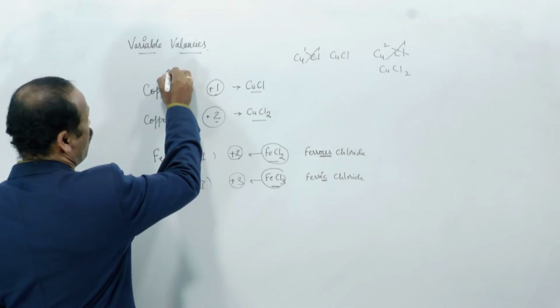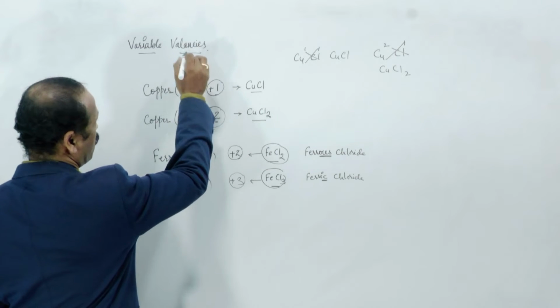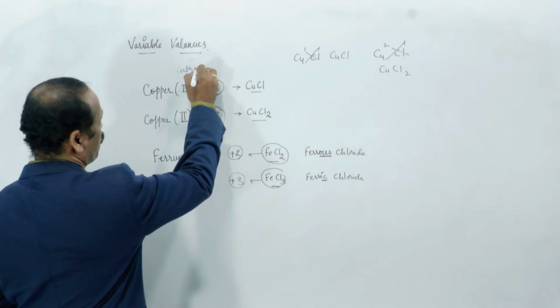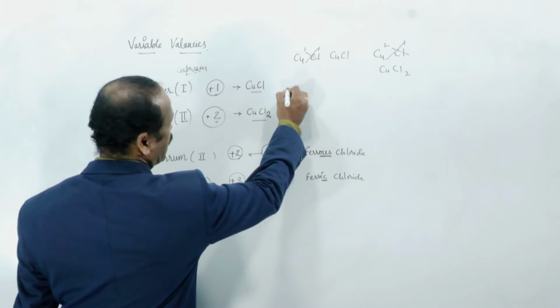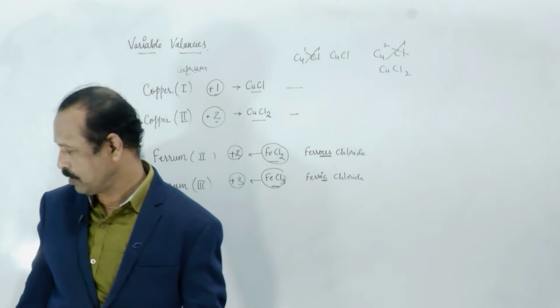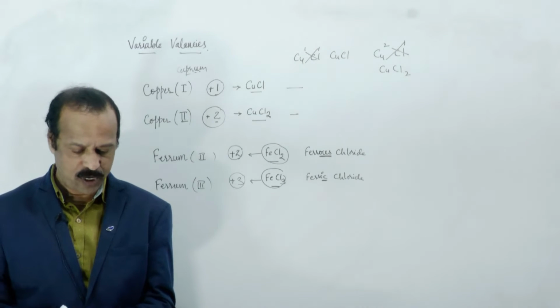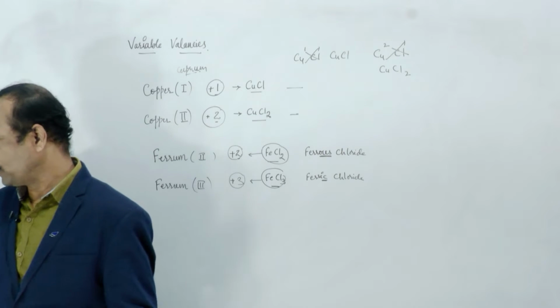What is the Latin name of copper? Cuprous. Okay, cuprum actually. Cuprum. Chalo. Now you say the name of these two. Come on, fast. What is the name of this one? Say loudly. Little louder. Very good.